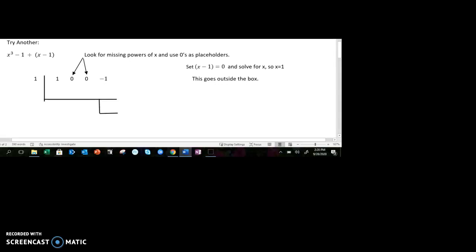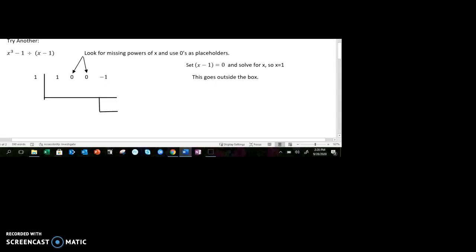Let's try another one. Here's another one. We're going to look for missing powers of x. So we have x cubed minus 1 divided by x minus 1. So I'm missing x's squared. I'm missing x's to the first power. So I have 1x cubed, that would be this one. I have 0 x's squared. I have 0 x's to the first power, and my constant is -1.